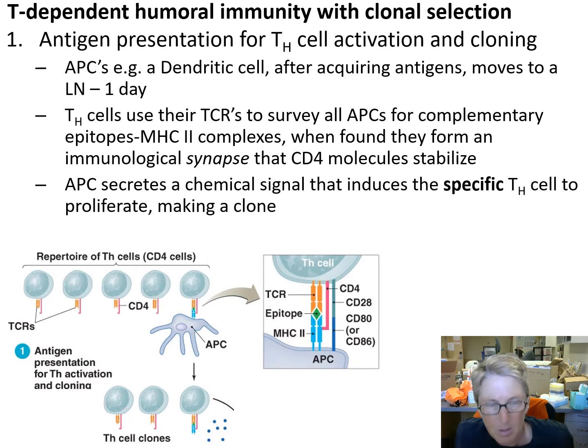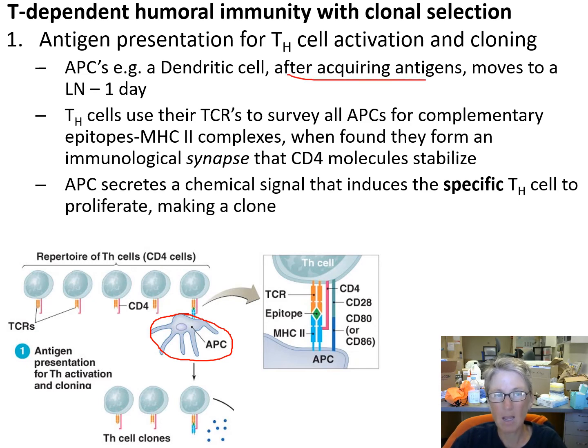All right, so let's break this down. Antigen presentation for a helper T cell, activation and cloning. So antigen presenting cells, for example, our dendritic cell here, after acquiring antigens, moves to a lymph node. So LN is lymph node, takes about a day.